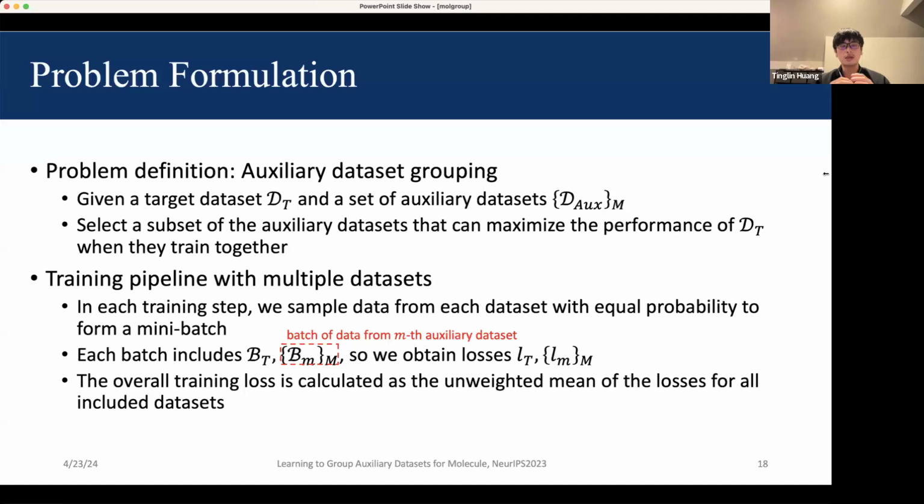Which means that we have multiple datasets, and each dataset has different tasks. In this setting, we will do balanced sampling to form a mini batch, and we will average the loss to optimize the model.